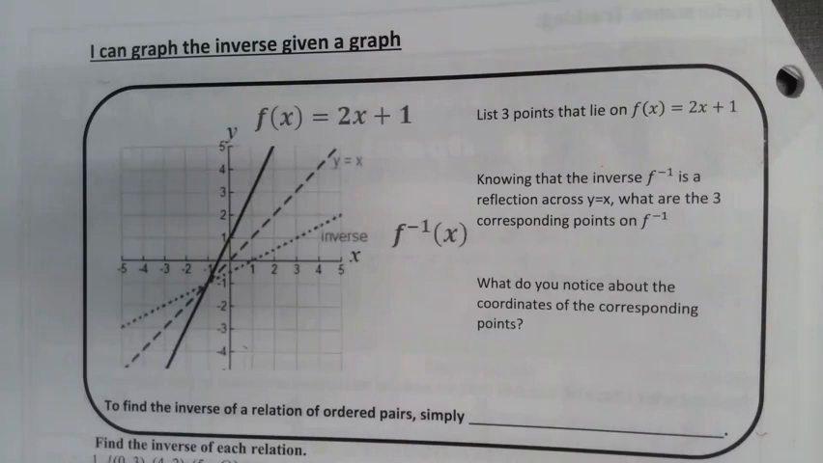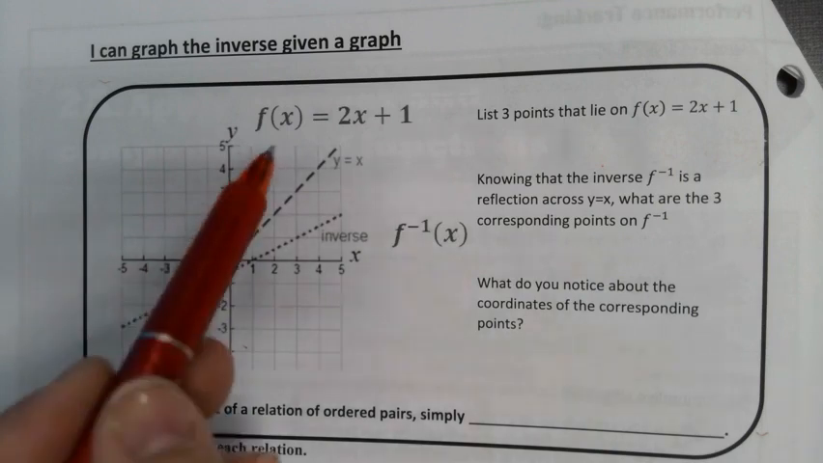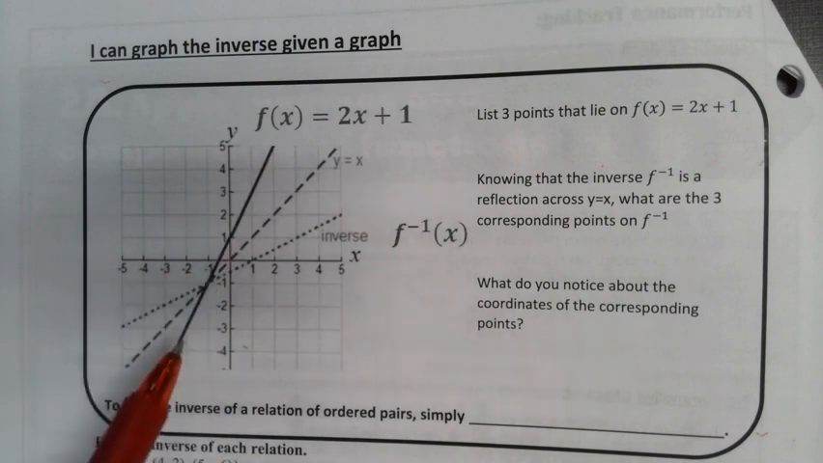To find the inverse of a graph when all you're given is a graph and maybe not even given the equation like you have here, we can follow a few extra steps. Let's investigate this just a little bit further. So first I'm going to ask you to identify 3 points that are actually on this dark line, f of x equals 2x plus 1.